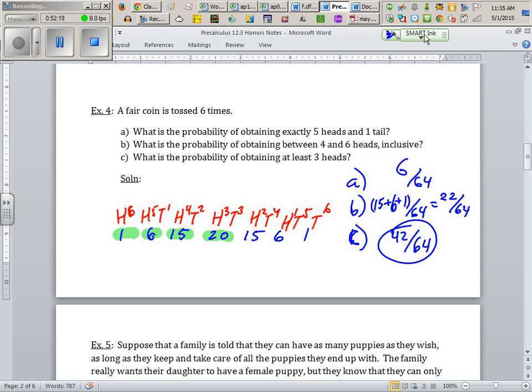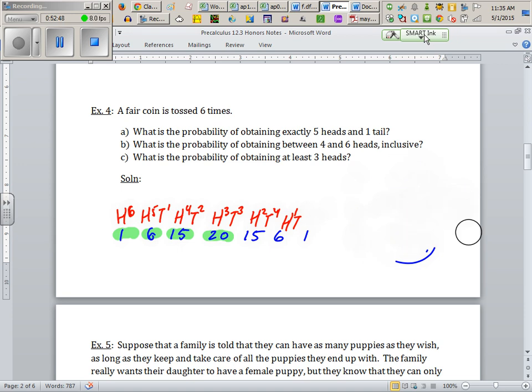Does anyone see how I could have gone quickly from answer B to answer C? I could have just added the 20 case because B was saying 4 heads, 5 heads, or 6 heads. C was saying 3 heads or 4 heads or 5 heads or 6 heads. So all we really needed to do was add another 20 64ths to our existing 22 64ths. But it's pretty rare when you can use answer B to get answer C, you know. Okay?